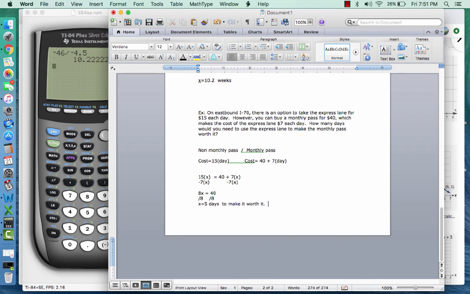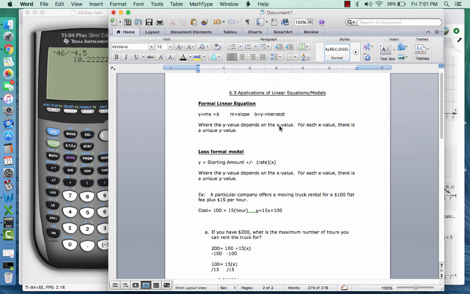And the key thing is that if you use the express lane more than 5 days in a month, then you should definitely buy the pass, because at that point you'll be saving $8 each time. However, if you know you're just going to go, say, 2 times in a month, then you shouldn't buy the pass, because you're paying the 40 up front and you're not saving enough to make it worth it. So that's it for these examples. We'll see you next time.